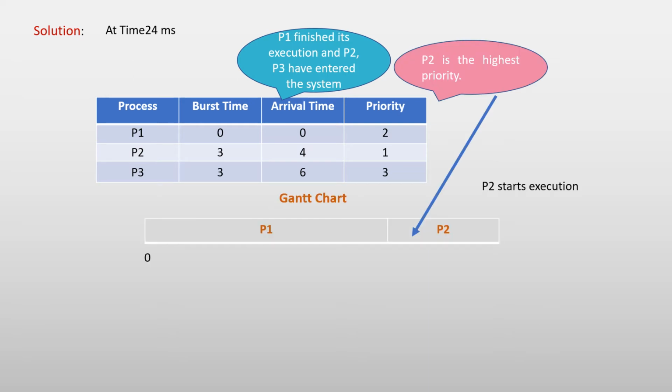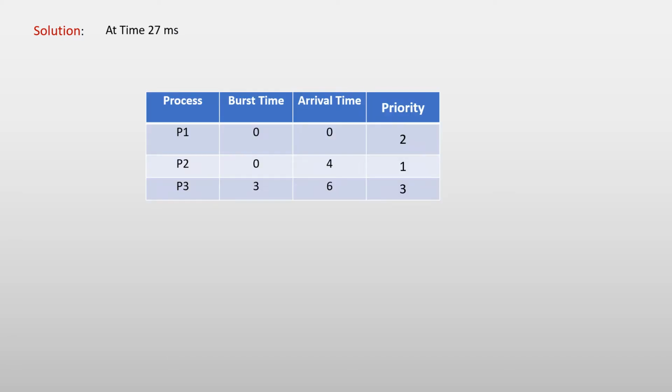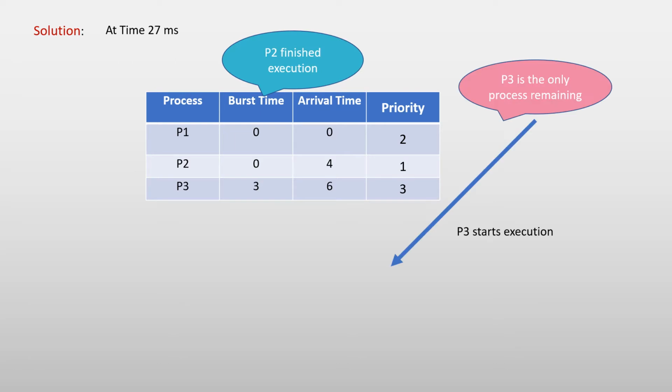So for the first 24 milliseconds P1 took the CPU time and now P2 has started. P2 continues for 3 milliseconds because its CPU burst is 3. So it finishes at 27 milliseconds. P3 is the only process that is remaining unprocessed, so it will be given the CPU time for execution and hence the process completes at 30 milliseconds.